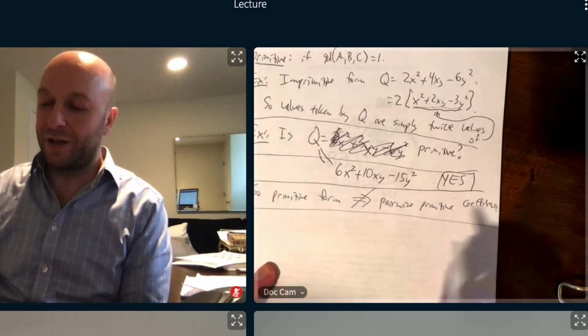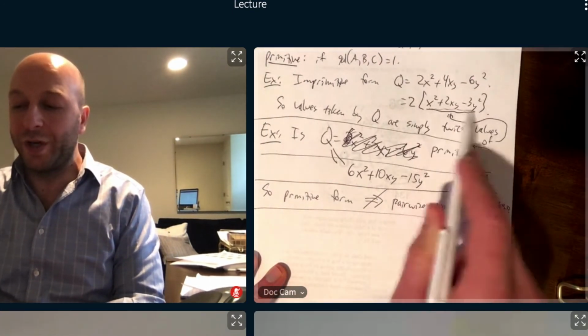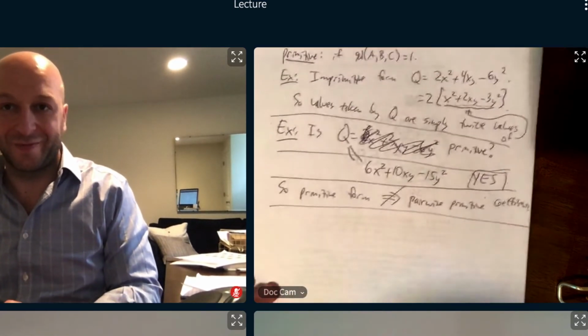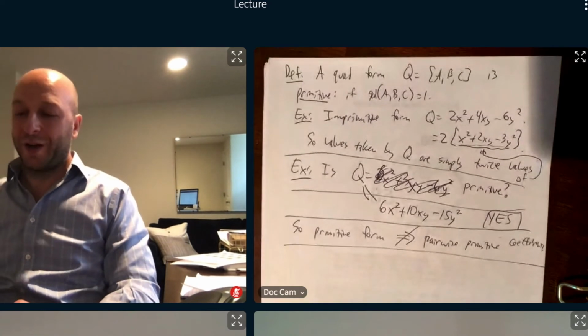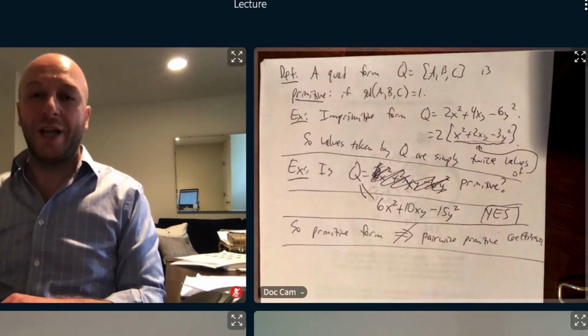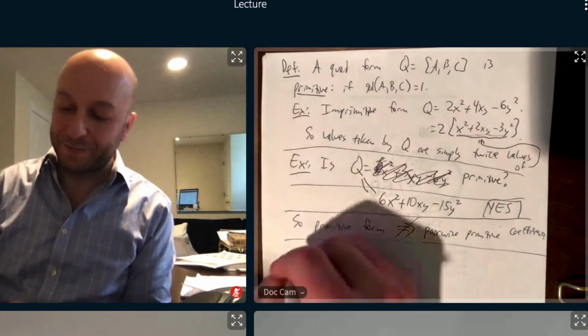Okay? So this form is primitive. There's not some other form that we could use to work out its values. We have to deal with it. All right? So there's what it means for a quadratic form to be primitive, and then what it means for an integer to be primitively represented, or a primitive representation.